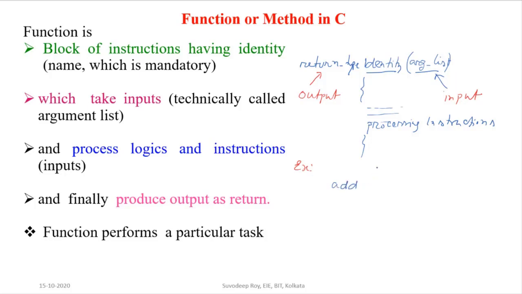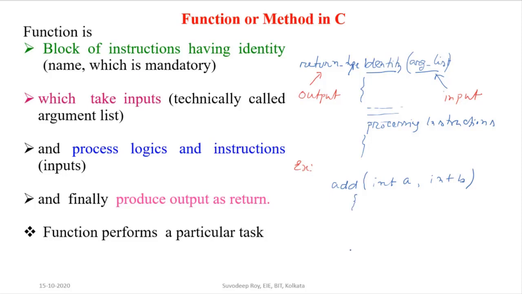Next, it must take inputs. For the addition function, I need two inputs. Considering the inputs are A and B, that will be defined by int A, int B. These A and B are two input variables. Which type of variable? Integer type. Where will it be placed? This is the input. It will be placed in the argument list.